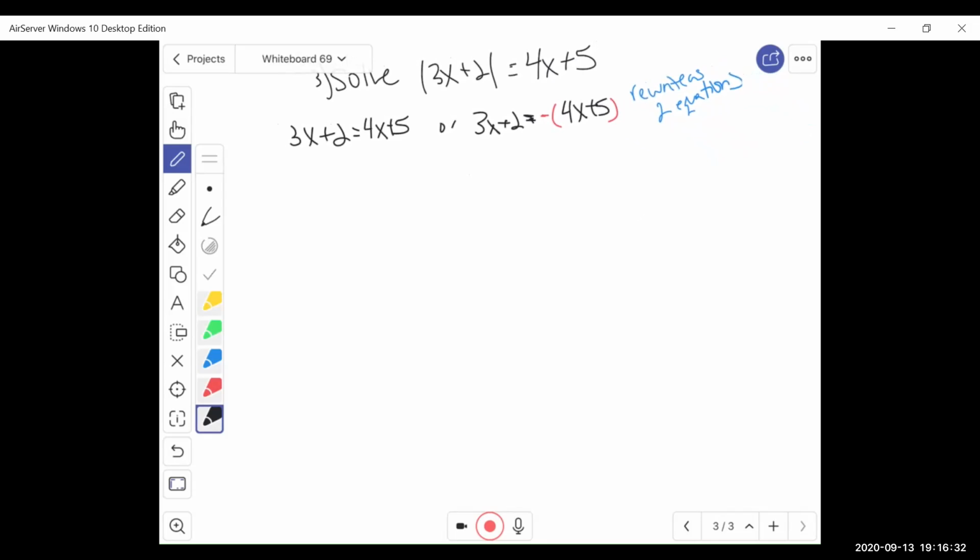Okay, so let's just solve for x on both sides. Let's just do the left side for now. We're going to subtract 2 from both sides. So 3x equals 4x, 5 minus 2 is 3. We can then get our x's on the same side, so we can subtract 4x. Negative x equals 3. And to get a positive x, we need to divide by -1, or just change your signs.